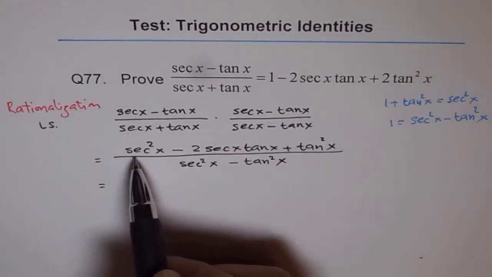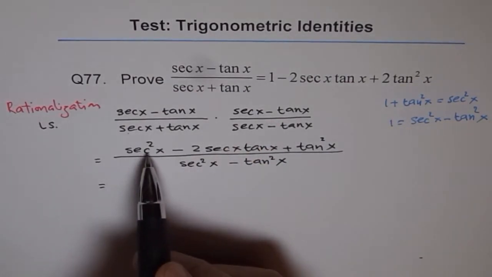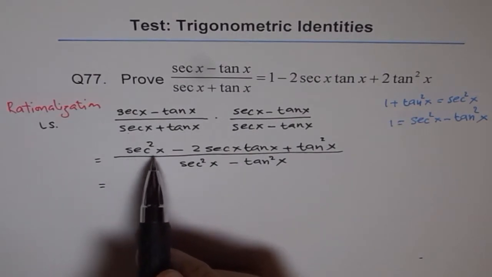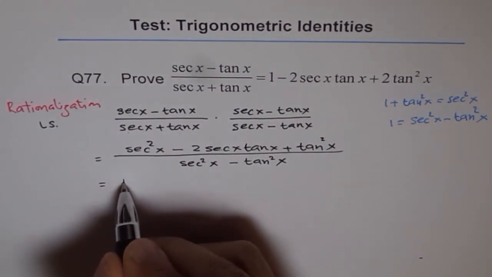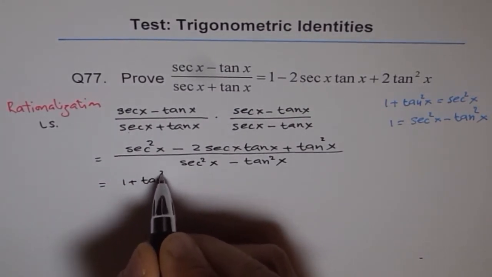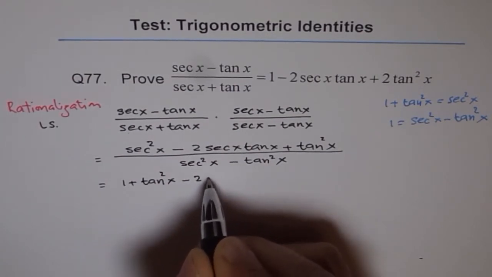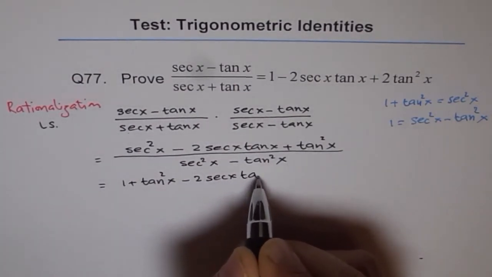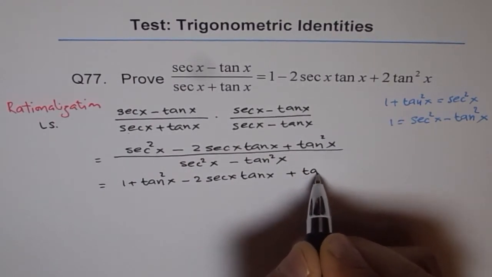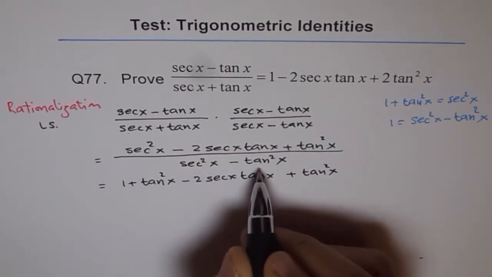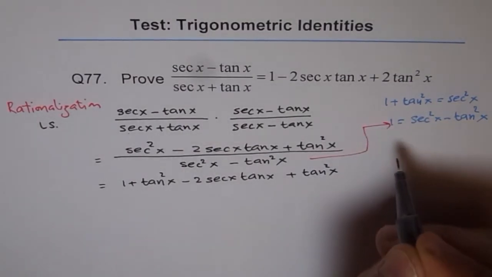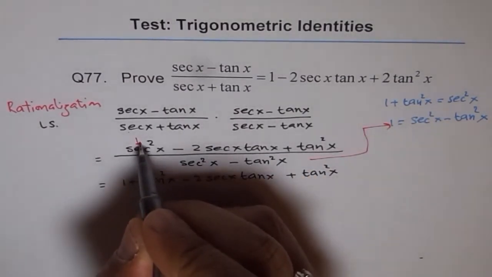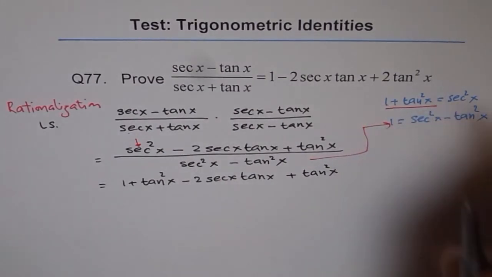If we compare it, we have all the terms here, but we don't need secant square x. So what I will do is I'll replace secant square x with 1 plus tan square x. So I'm writing secant square x as 1 plus tan square x, and then minus 2 secant x tan x plus tan square x. Remember, my denominator is now 1 because secant square x minus tan square x is 1, correct? And here I replace this secant square x with this 1 plus tan square x.